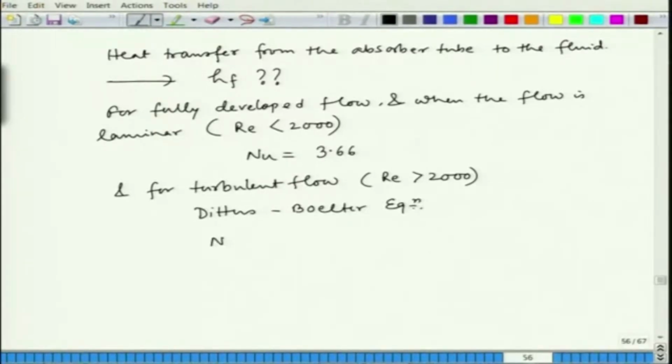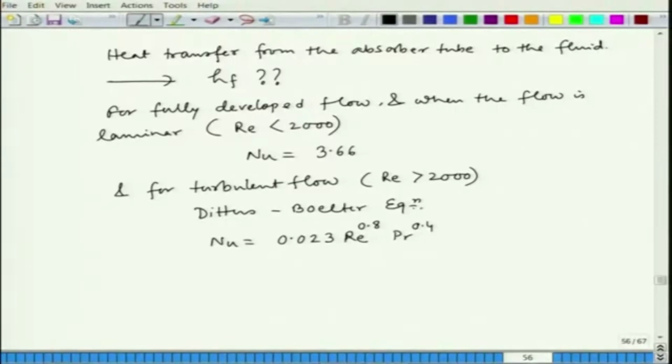And there the Nusselt number is a function of Reynolds number as well as Prandtl number. So, this is the pre-exponential factor, and then you have Reynolds number to the power 0.8 and Prandtl number to the power 0.4. Okay. So, these are the standard coefficients from which you will be able to find out what is the HF.